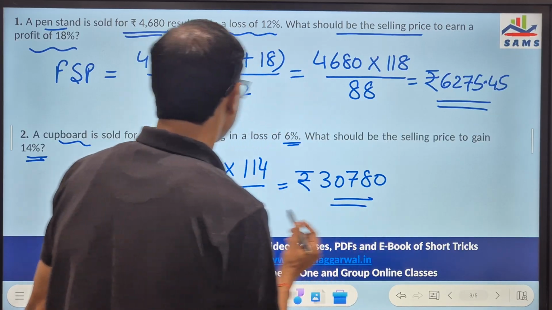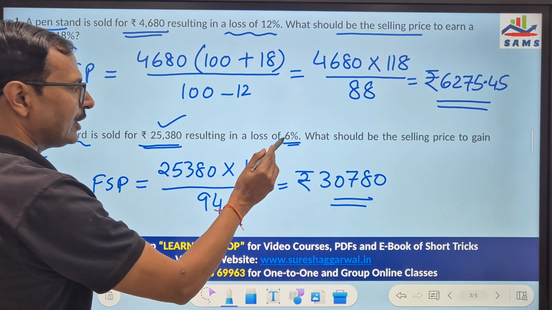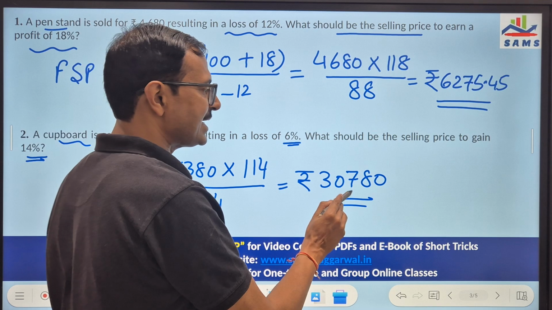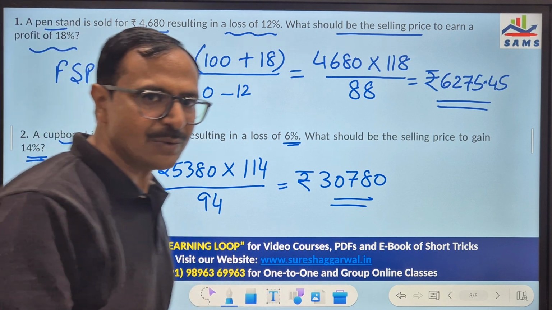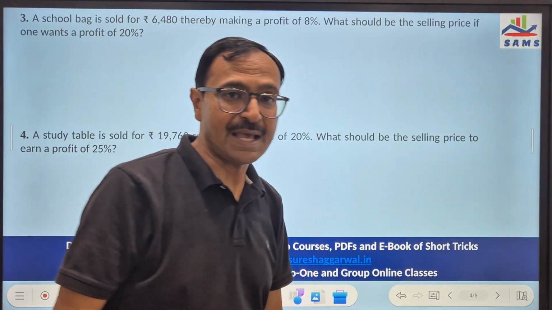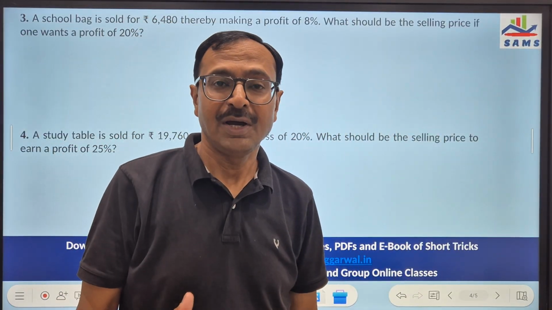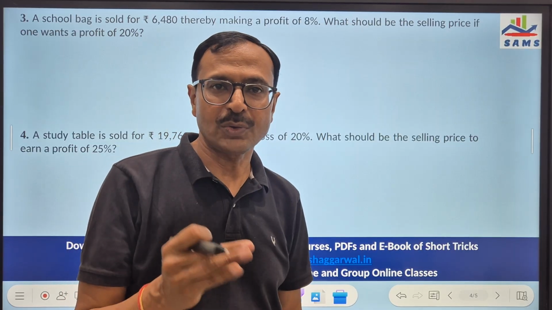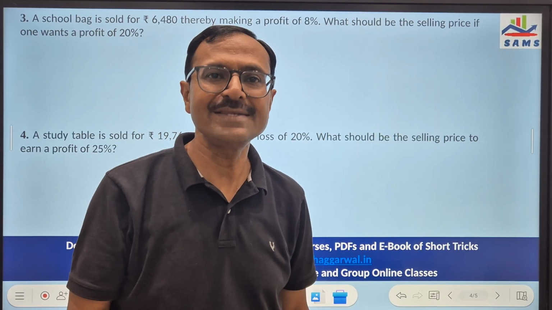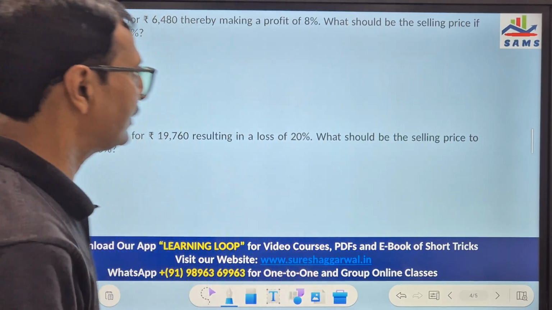30780. So at this price, it was giving a loss of 6%. So if we sell at this price, we will get a gain of 14%. Likewise, you know that the examiners are not testing you for huge calculations. They are giving you the concepts. So they want to test whether concept clarity is there or not. So let's see the third one.